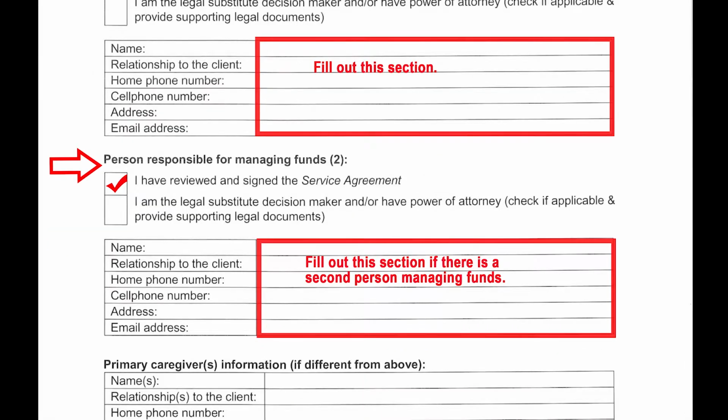If there was a second person managing funds that you included in the passport service agreement, you would write their name, their information down, and how to contact them, and you would do the same things. Have they signed the passport service agreement? And again, are they the legal substitute decision makers or power of attorney? That piece where you need the paperwork, you would either check off one or both of these.